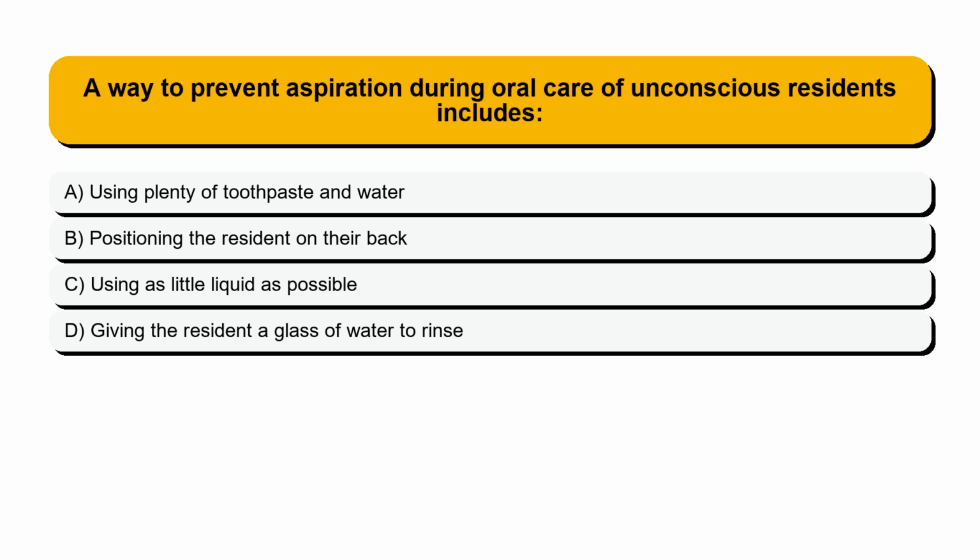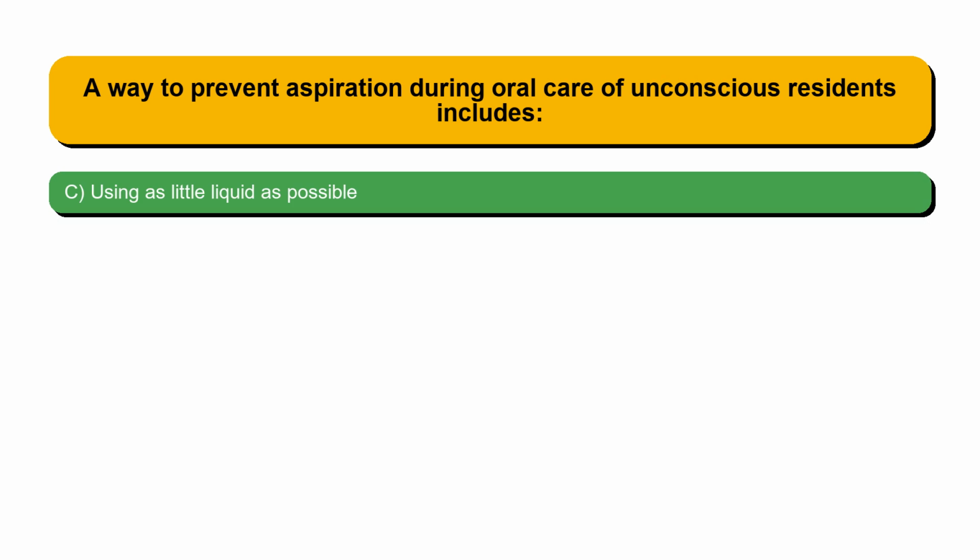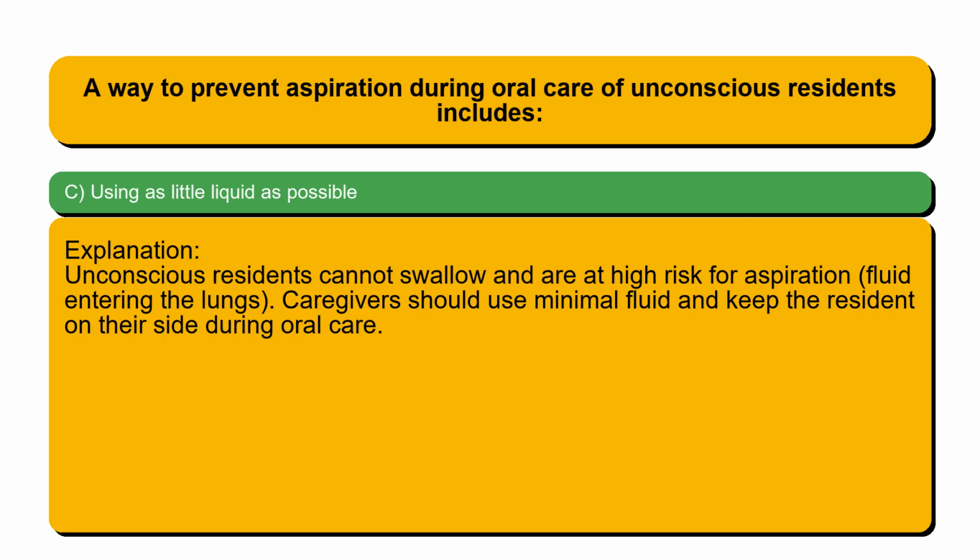Question 87. A way to prevent aspiration during oral care of unconscious residents includes: Option A. Using plenty of toothpaste and water. Option B. Positioning the resident on their back. Option C. Using as little liquid as possible. Option D. Giving the resident a glass of water to rinse. The correct answer is Option C. Using as little liquid as possible. Unconscious residents cannot swallow and are at high risk for aspiration, fluid entering the lungs. Caregivers should use minimal fluid and keep the resident on their side during oral care.